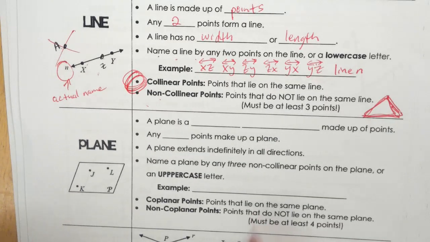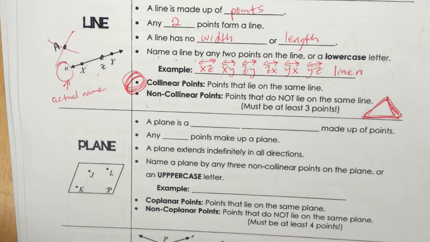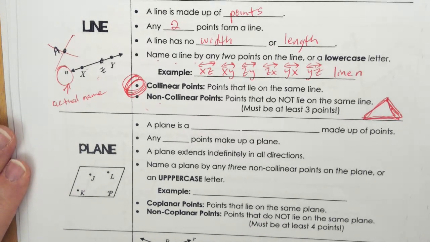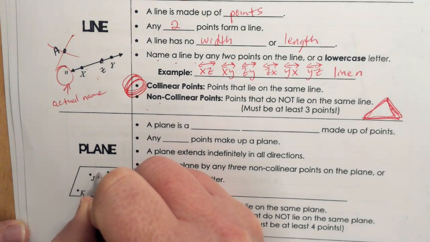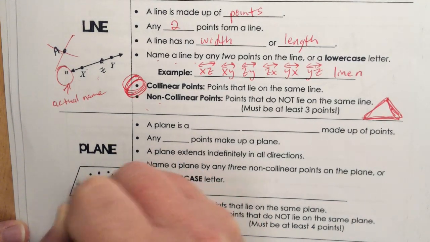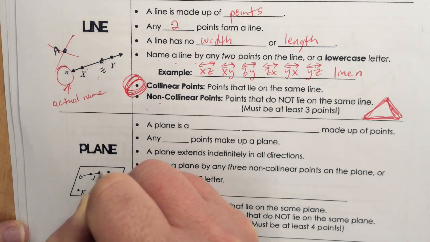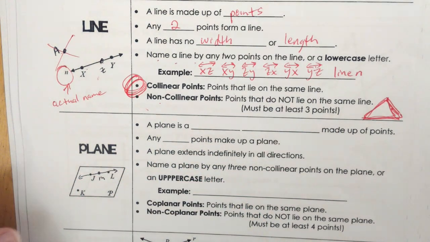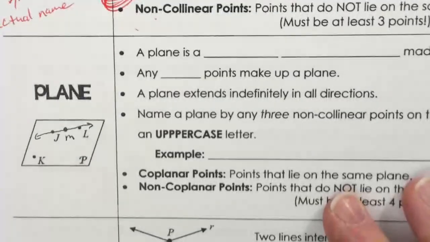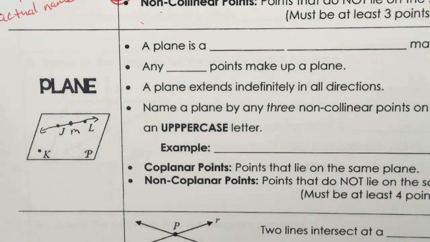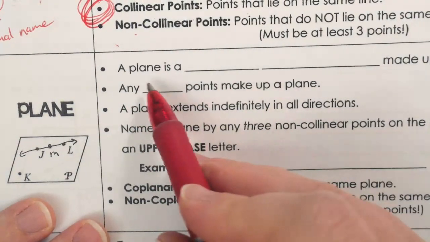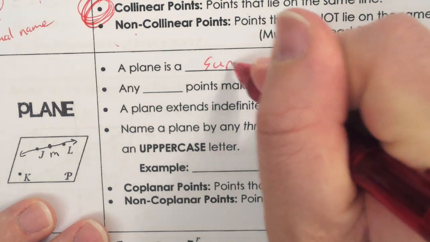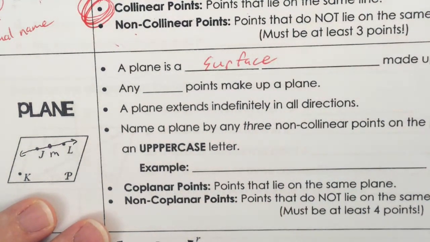Next, a plane. I'm going to put an extra point on here, call that M, and I'm going to shoot past that and make a line out of that. I'm going to zoom in so you can see it. Hopefully I already labeled that onto your actual picture before I make copies. A plane is a surface made up of points.